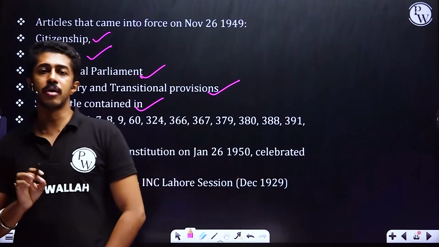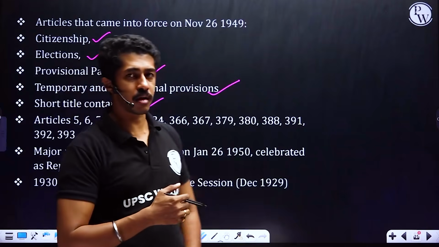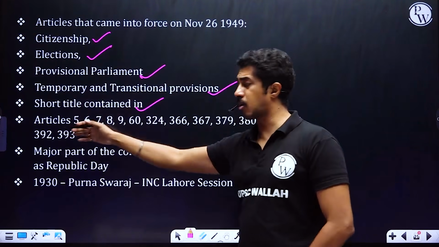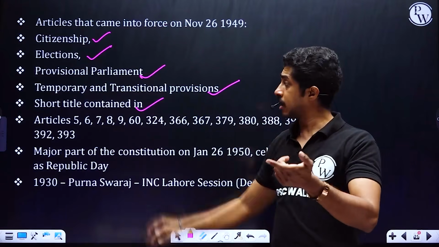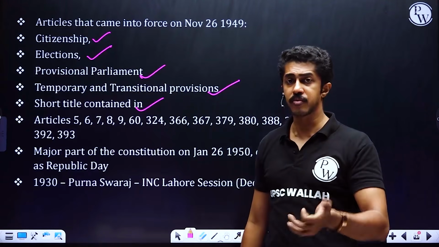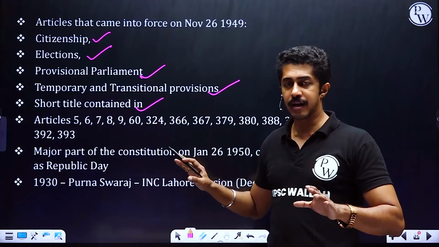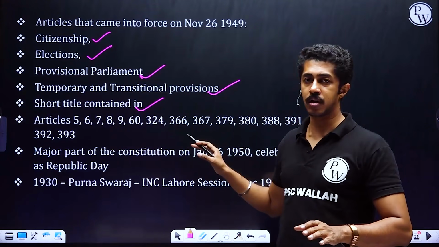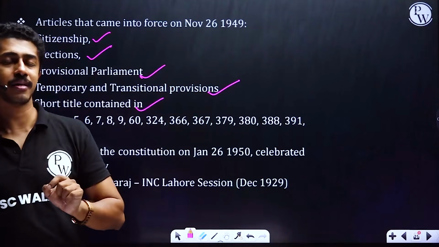Not so important, because specific articles being asked is very rare. All right. And it is scattered also in all this. It is not that 5 things are only there. Citizenship, elections, provisional parliament, temporary and transitional provisions, then short title. But for that, these many articles are there. So ideally, whatever is too much in number, too difficult to even make a cross link or establish a link, skip it.